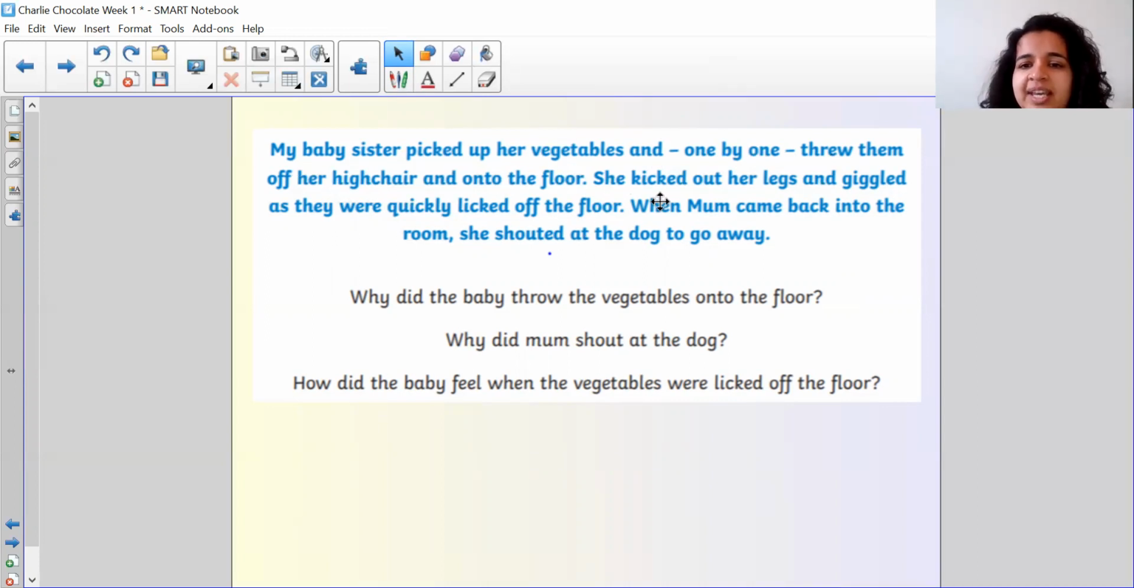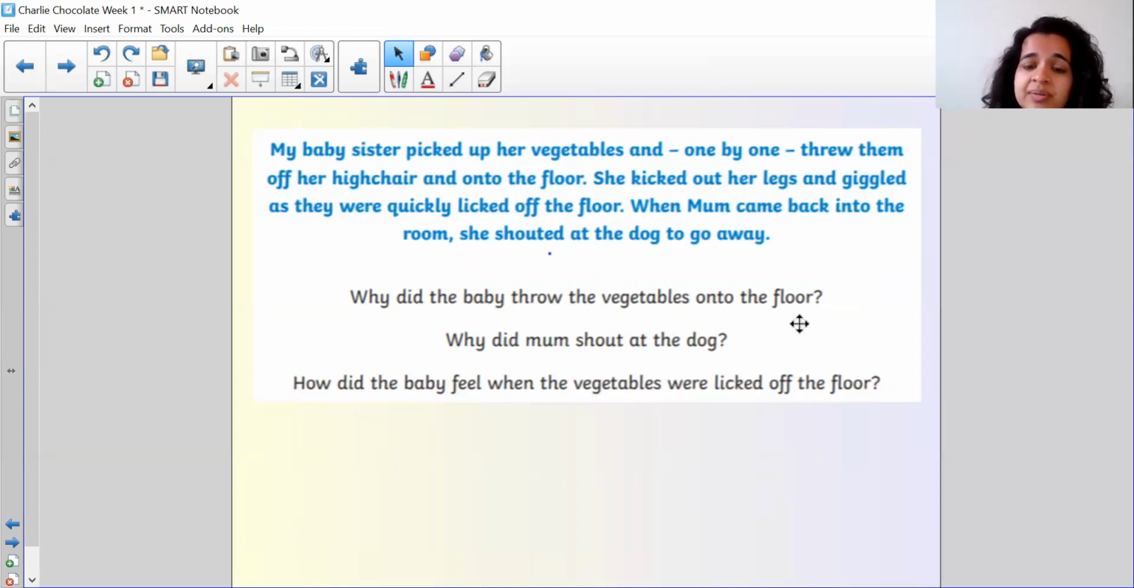Okay, she kicked out her legs and giggled as they were quickly licked off the floor. Okay, so she's sitting in her high chair and she's giggling because the vegetables are being licked off the floor. Well, who could be doing that? When Mum came back into the room, she shouted at the dog to go away. Well, does that give us our answer to these questions? So why did the baby throw the vegetables onto the floor? Simple, maybe because she didn't want to eat them, okay? I know when I was younger, I did not want to eat my vegetables, okay? I don't know what I did with them, but I know I definitely did not want to eat them.